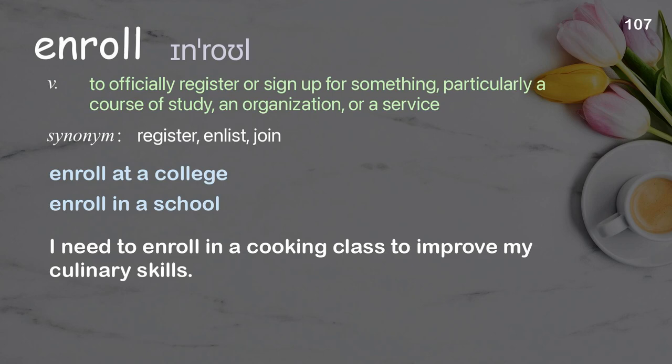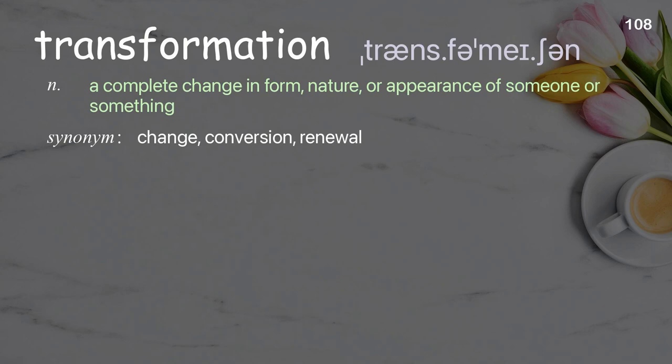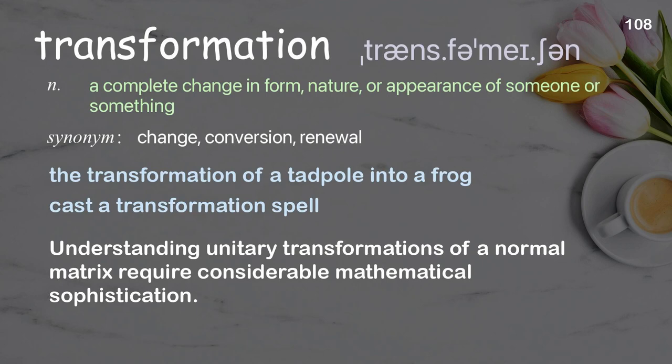Transformation. A complete change in form, nature, or appearance of someone or something. Examples: the transformation of a tadpole into a frog, cast a transformation spell. Understanding unitary transformations of a normal matrix requires considerable mathematical sophistication.